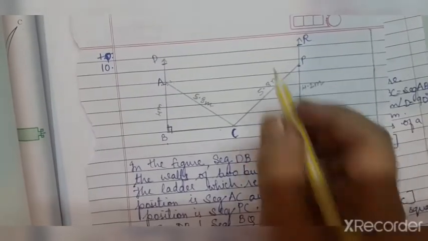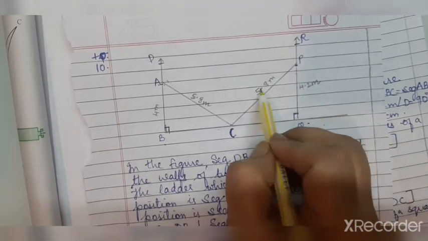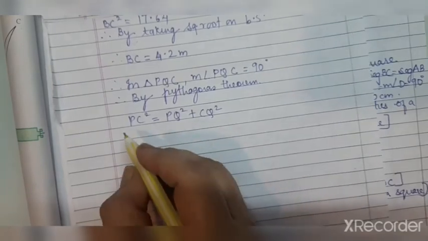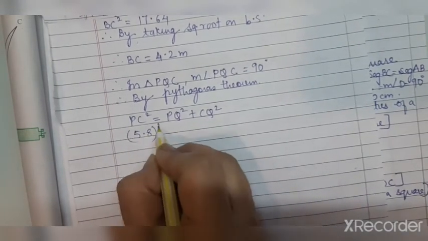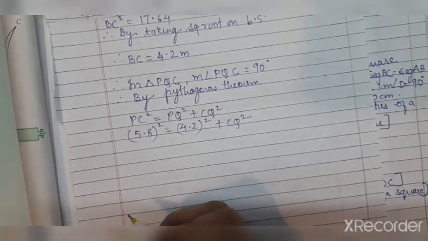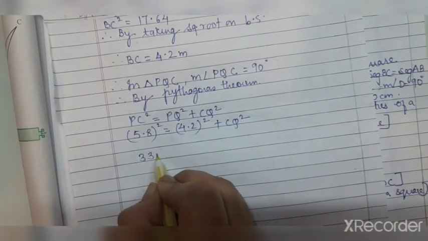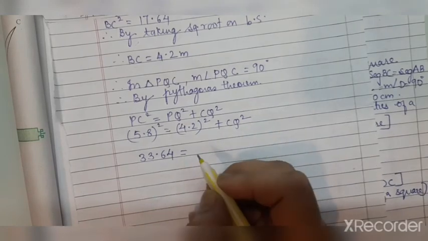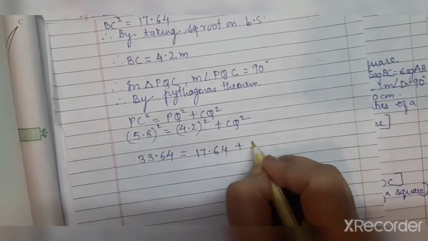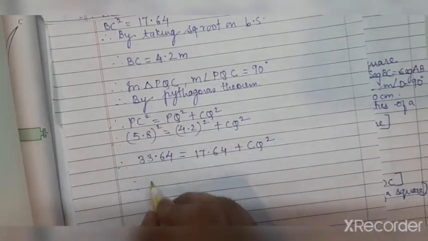I will just show you the figure one more time. By using Pythagoras here, PC square is equal to PQ square plus CQ square. Out of these, two things we know, we will find the third one. So we'll just substitute. PC is 5.8 the whole square, PQ is 4.2 the whole square, plus CQ square. So 5.8 square, just now in the beginning we did, is 33.64. 4.2 square is 17.64 plus CQ square.